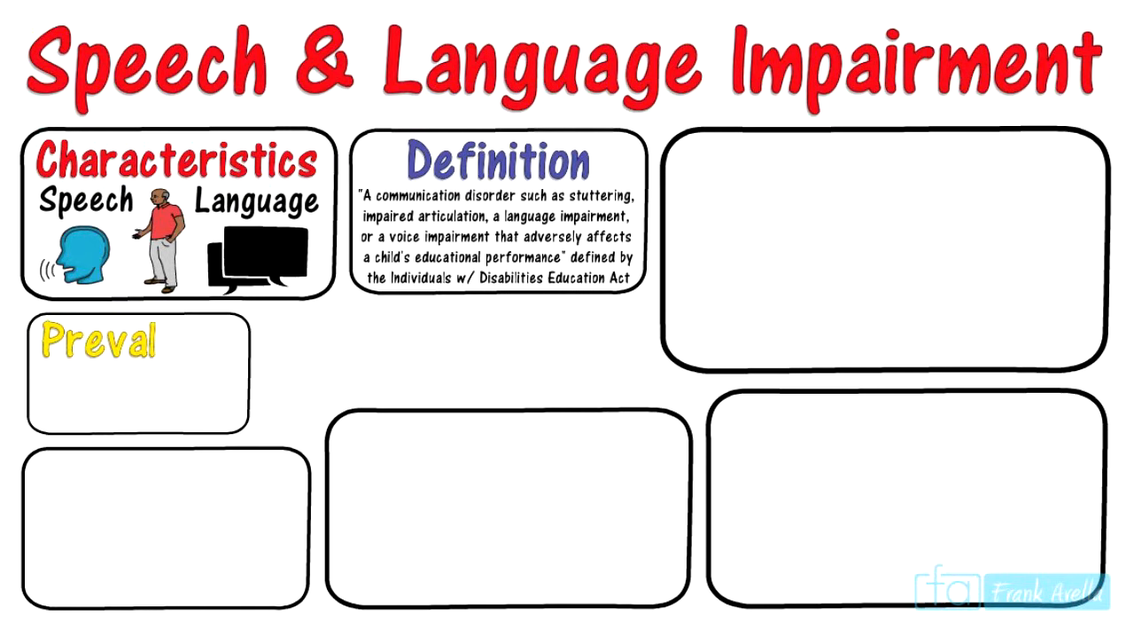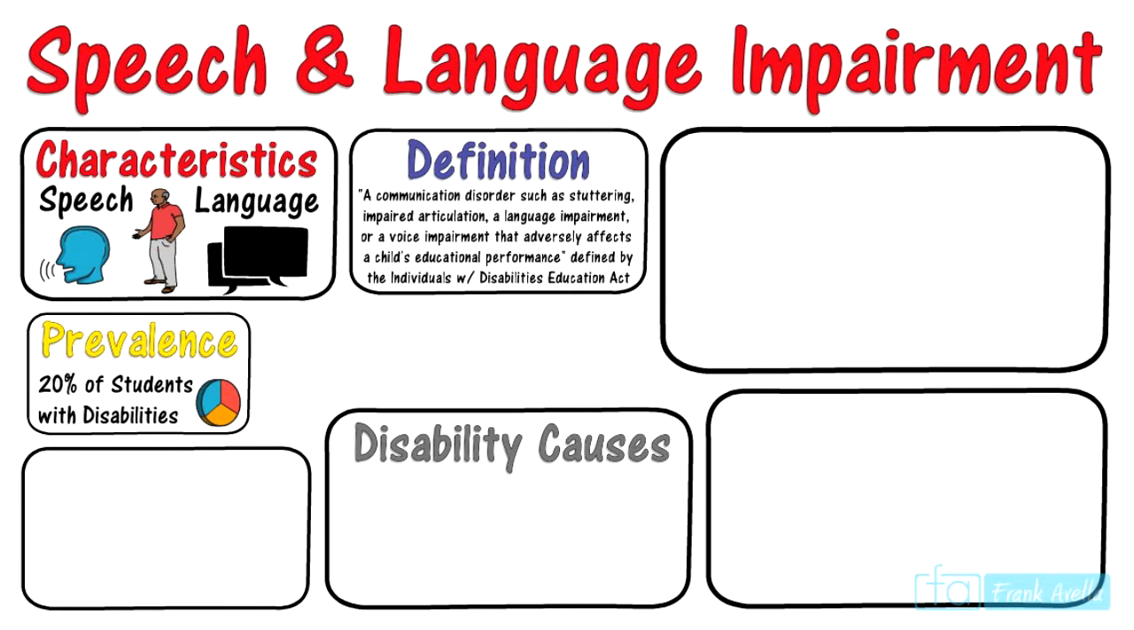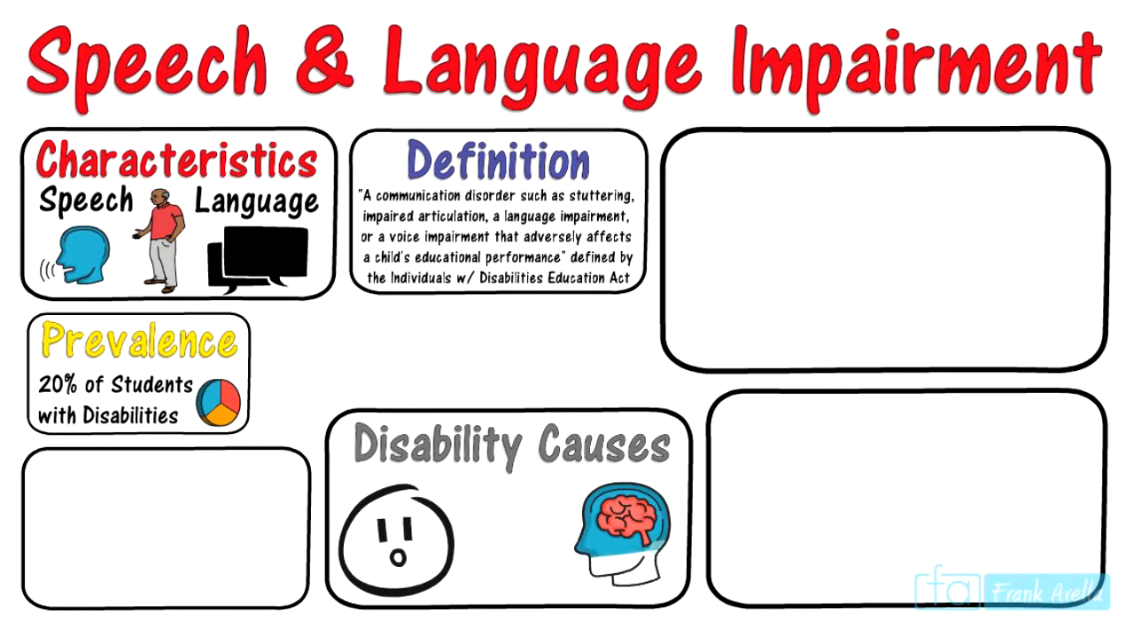Now, let's take a look at how prevalent the disability is among students classified as having a disability. According to a recent study, speech-language impairments make up about 19 to 20% of students receiving special education services. Next, it's time to look at some of the causes of speech and language impairments. Common causes of this impairment occur from both cleft lips and palate. There are many other possible causes such as intellectual disabilities, neurological issues, brain injury, hearing loss, drug abuse, and sometimes the causes are actually unknown.